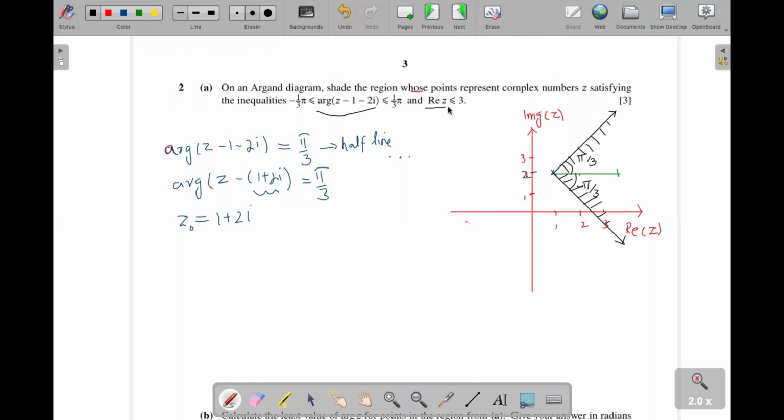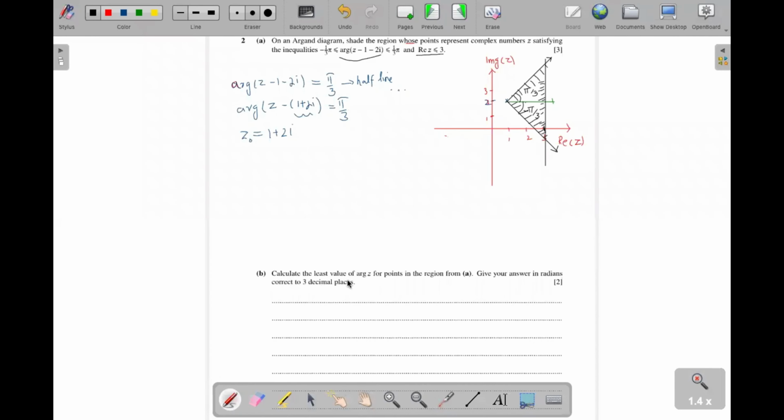Now next is real z less than 3. It means we have to draw a line parallel to the y-axis that passes through the point 3 on the real axis. Now we have to mention the inequality real z less than 3. It means the left side of the region shows this inequality. This is real z less than 3. And this shaded region, where the points represent the complex numbers, satisfies the inequalities.